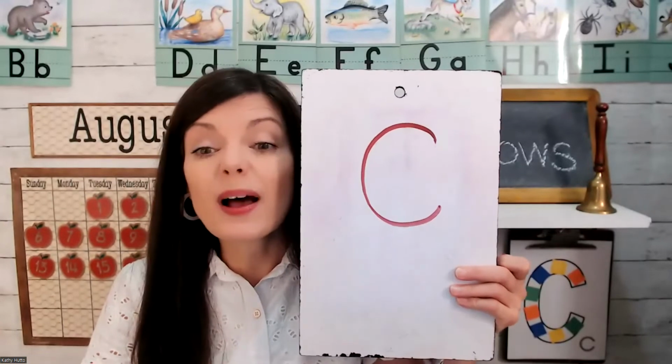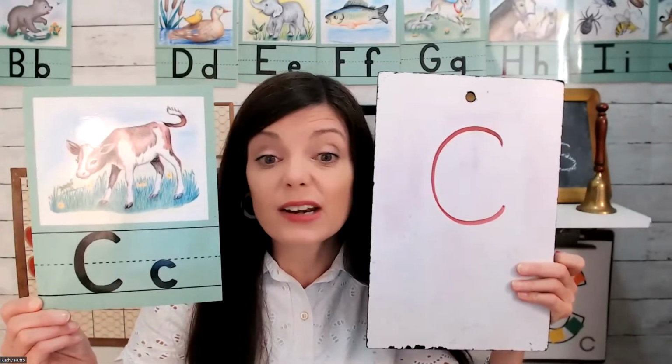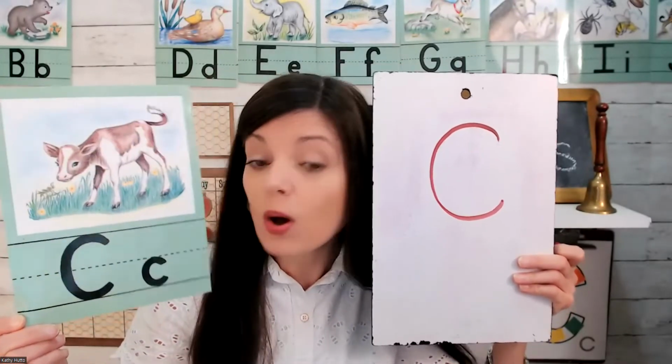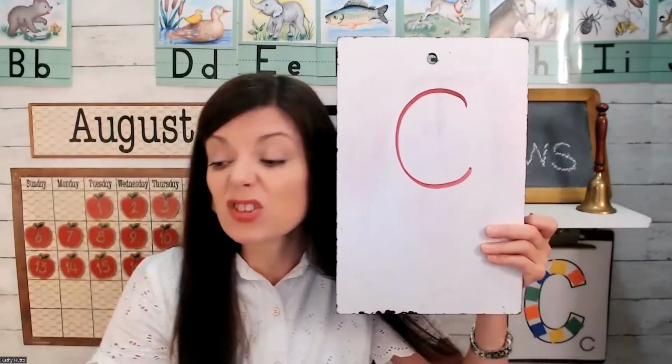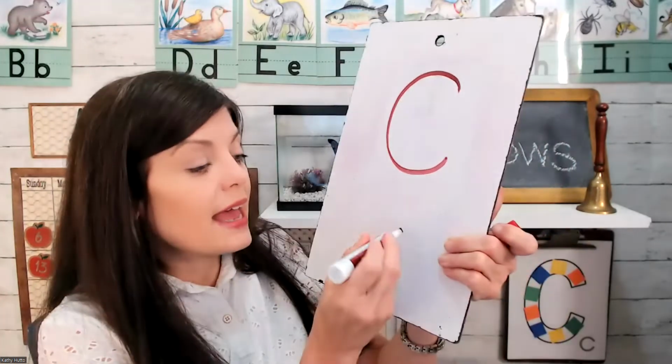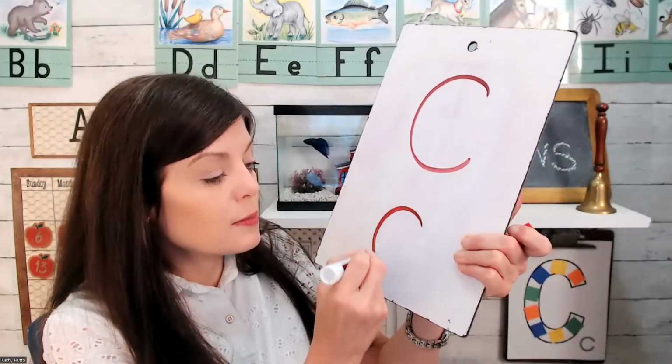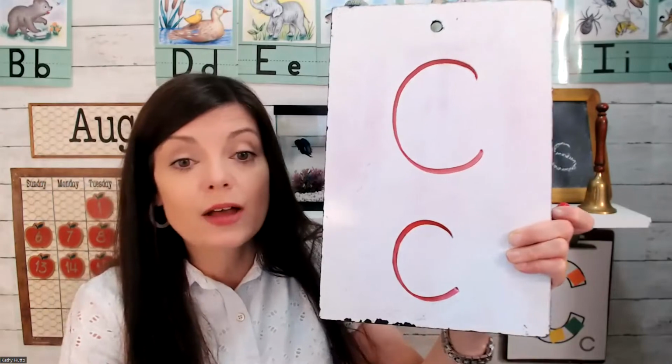Now we're going to talk about the little letter C. All the letters have two, a big and a small letter. So take a look at small c. It looks the same, it's just smaller. So let's do it again. This is small c, just curve around.